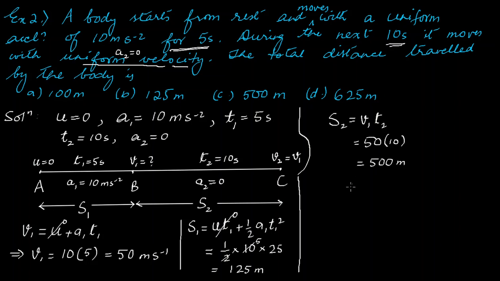So what is the total distance? Therefore, total distance is s1 plus s2, 125 plus 500. This comes out to be 625 meter. And what is the correct option? Option D is the correct option.